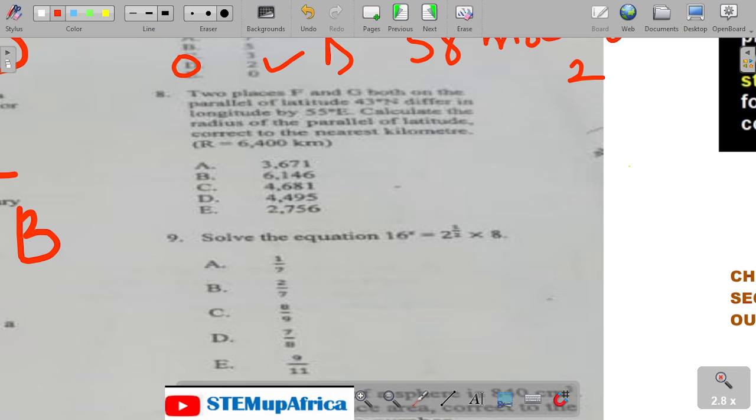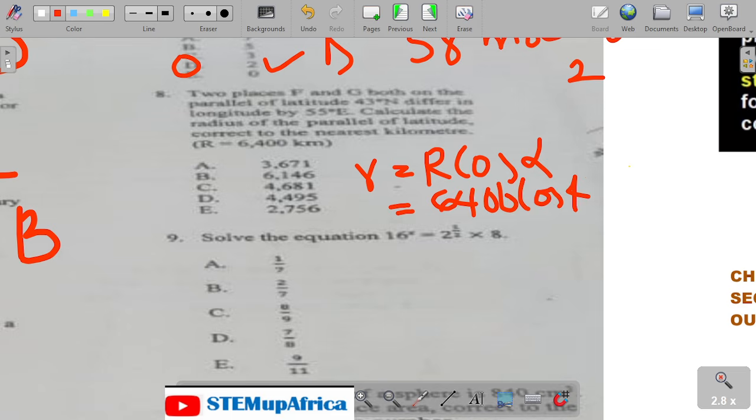Then number 8, say two places P and Q are on the same parallel of latitude, which is 43 degrees north, and differ by longitude of 55 degrees. Calculate the radius of the circle. We know that small r is big R cos alpha, which is 6400 cos 43. So what is that? You use a calculator. 6400 cos 43. That will give us 468.1, which is option C.